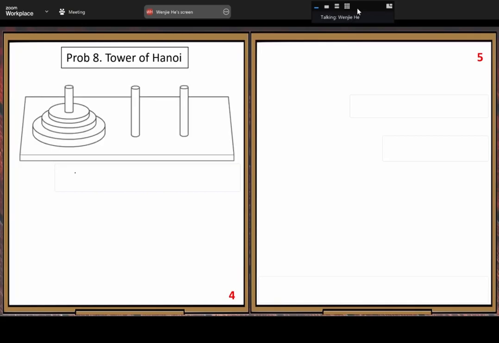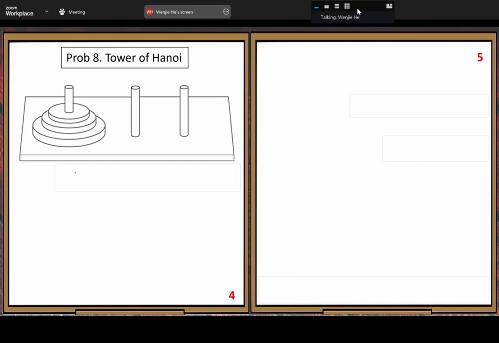Let me describe this puzzle. There are 3 disks on the first peg. Now we need to follow certain rules. There are 3 rules we need to follow to move this stack of 3 disks in different sizes, in increasing sizes, from the first peg to the third peg.